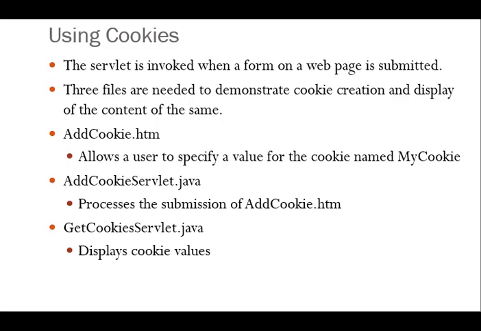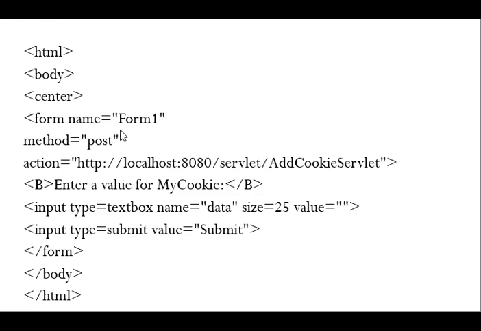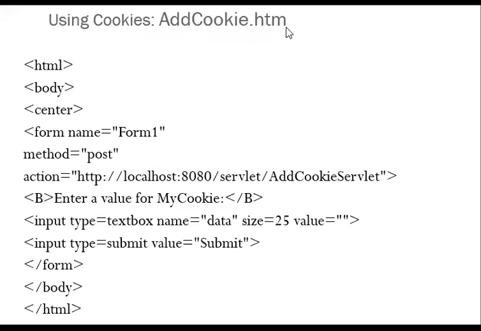So here what we are doing is adding a cookie from the user side, creating the cookie on the servlet side, and then extracting and displaying the cookie. So we are writing three files. In the HTML part, this is AddCookie.htm. From the client side, we are not adding the cookie. We are sending the name and value pair to the server, and the server will create a cookie. Here server means nothing but a servlet.